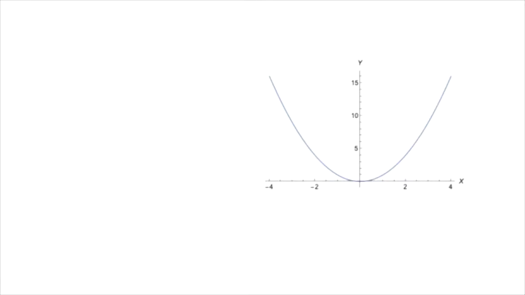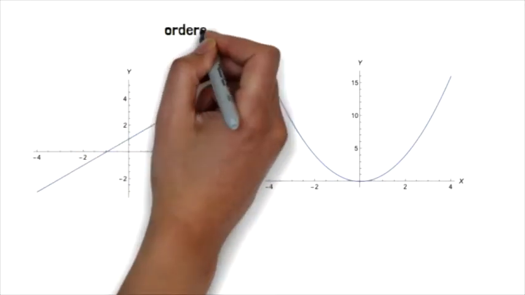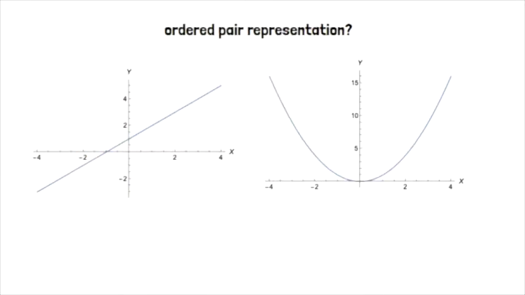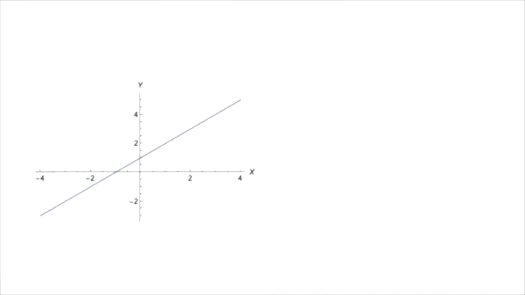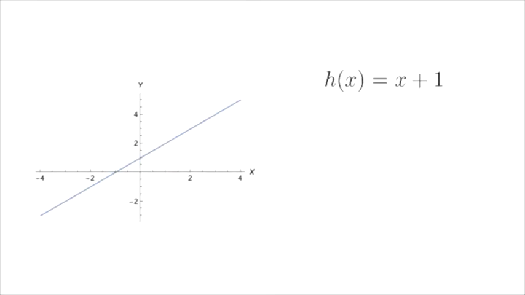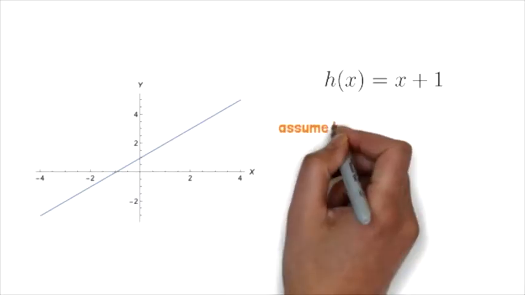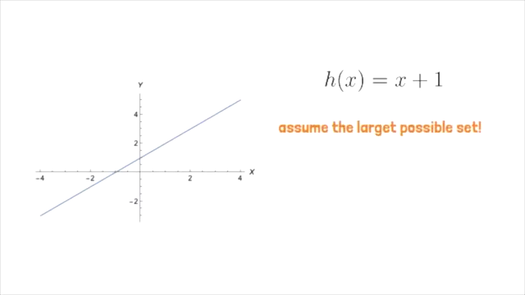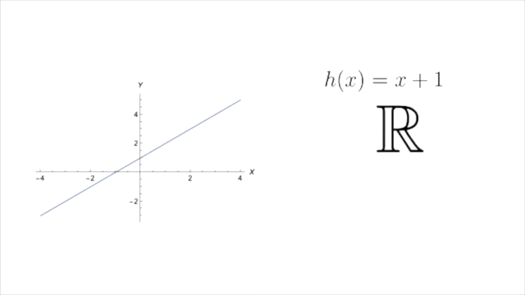Remember these two functions? In the last video, we asked if you can express them using the ordered pair representation. Let's begin with a straight line graph, i.e. this linear function. We wrote this expression for this function in the previous video using the usual math notation, a formula-like expression. Now, in case we do not write down the domains and codomains, then it's always assumed that the domains would be the largest possible set. In this case, all the real numbers.